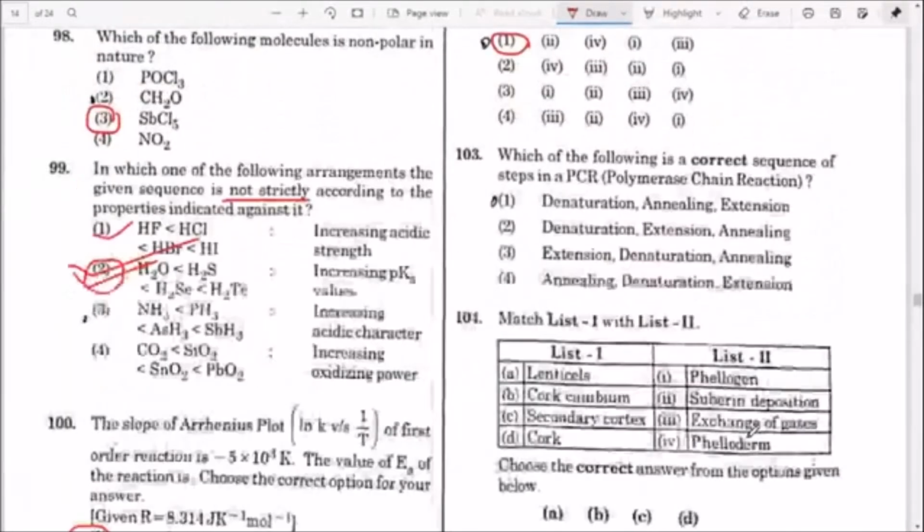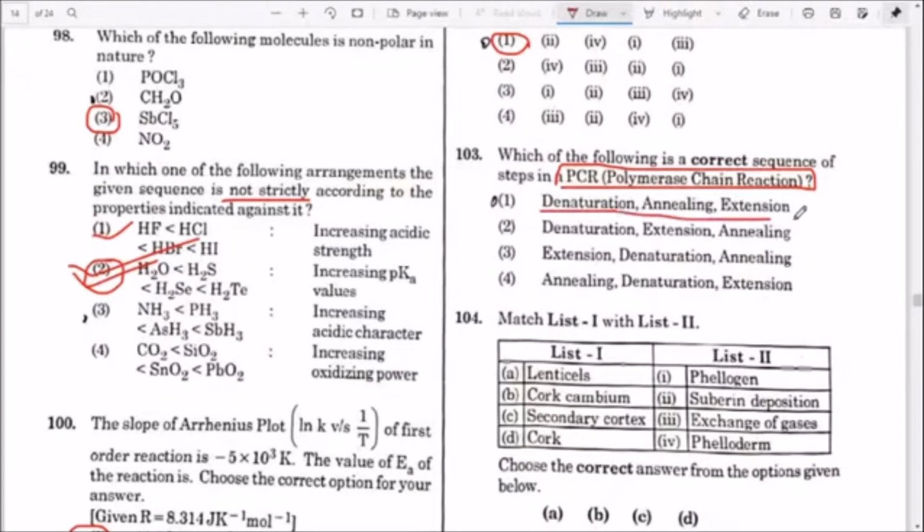Next question number 103. Which of the following is a correct sequence of steps in a polymerase chain reaction? So this reaction is used to identify virus, right? So the PCR test we are using to detect coronavirus also. So 103, what we are doing? Denaturation, annealing, and extension. So option number 1 is the correct option, students.